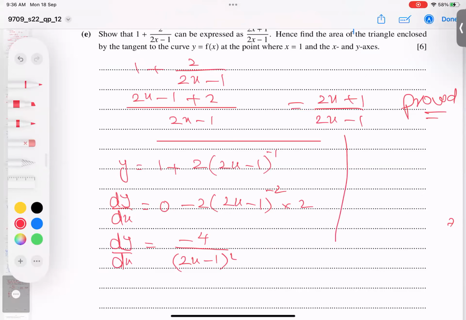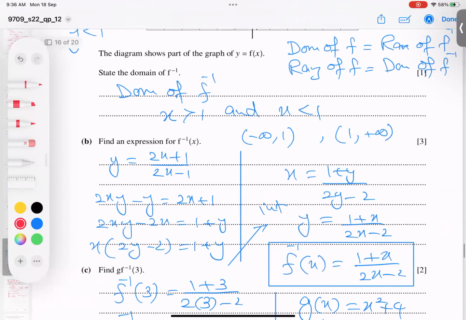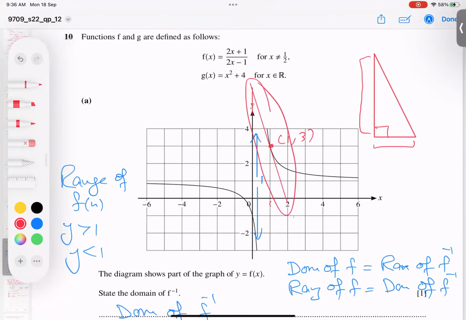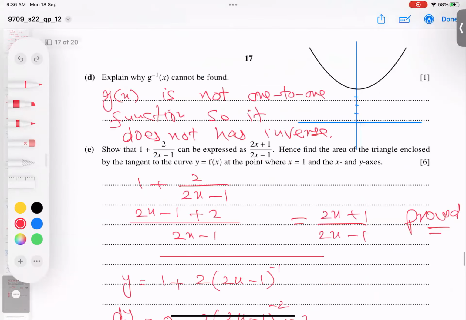Now, at what point is he asking? At 1. So at x equal to 1 we find the gradient of the tangent. When I plug in 1 here, 2 times 1 is 2, minus 1 is 1, and 1 squared is 1. So I get negative 4. It means negative 4 is the gradient for this one, which I showed before. This red line has a gradient of negative 4.